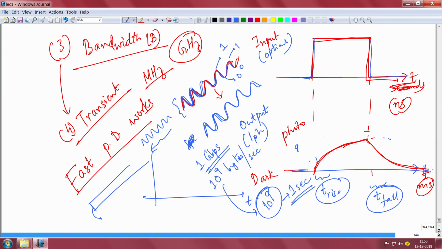Your light will be on and off 1 billion times. Your photocurrent should be able to respond to that. Your photodetector should be able to respond as fast as the light comes. Only then you will be able to reproduce your data, right? That is true, right? So that is true. So this is about the speed and bandwidth, and there are other things also with respect to speed and bandwidth.